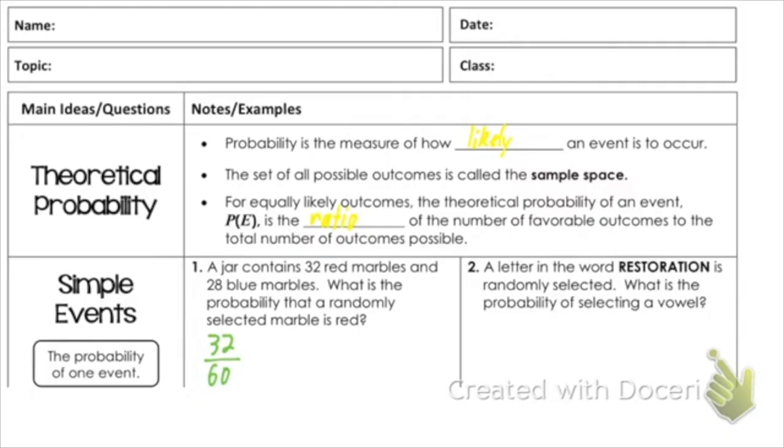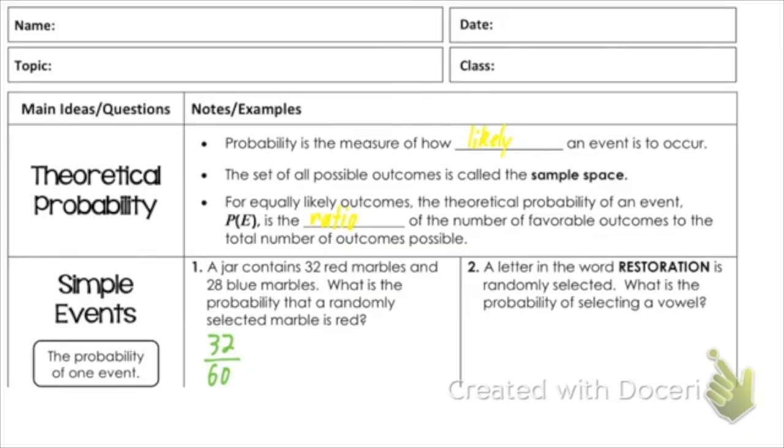So, when we say, what are the odds to grab a red marble, what do we say? It's more likely or less likely that it's red than blue? More likely that it's red, right? Because, why? There's more of them, right? There's more red ones. So we say the odds or the probability or likelihood that we draw a red marble is 32 out of 60 because 32 of the 60 marbles are red.